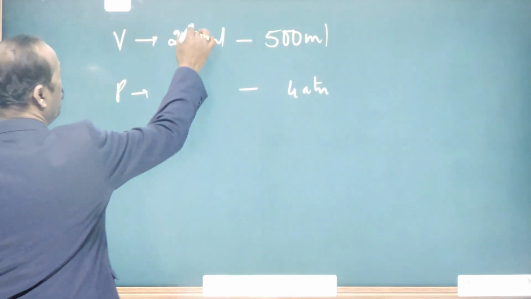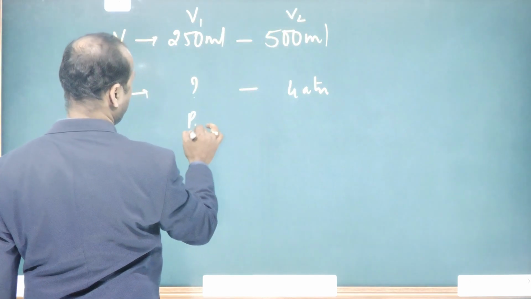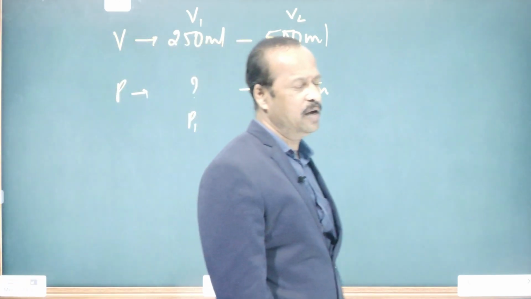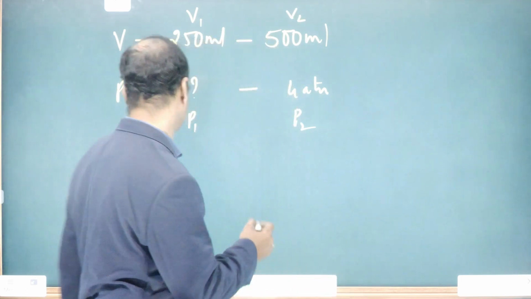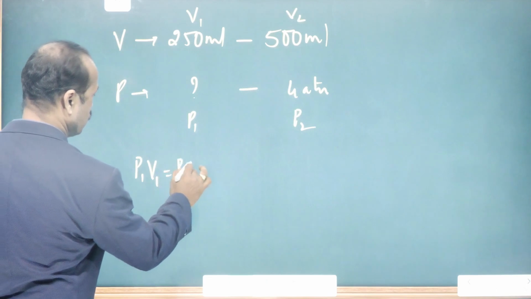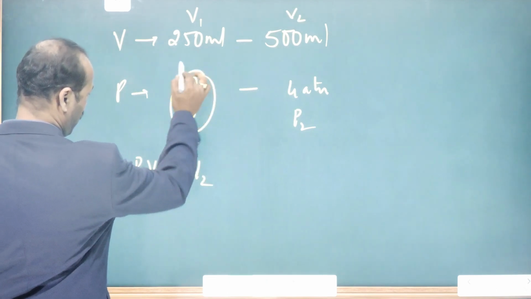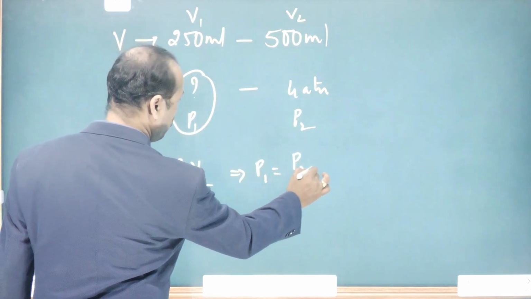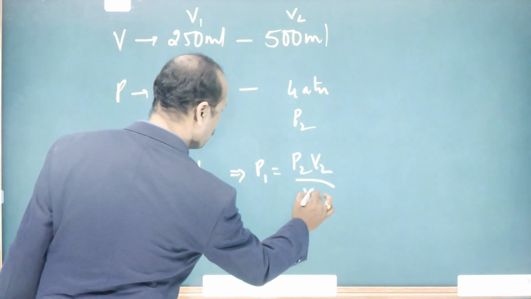So what do we do? V1, V2, P1, P2. From Boyle's law, we have P1 V1 is equal to P2 V2. So apply the formula. What we need to find is P1. So P1 is equal to P2 V2 divided by V1.